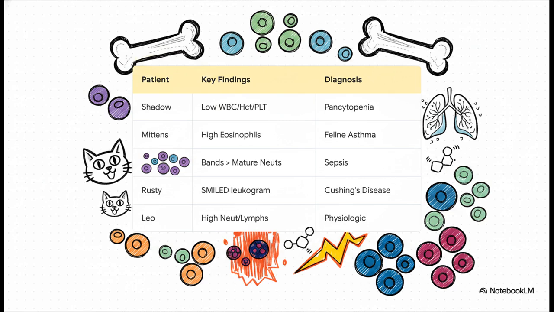Contrast that with Rusty, Case 9. He has high neutrophils and monocytes, but low lymphocytes and eosinophils. That is your textbook SMILD leukogram, driven by chronic cortisol from Cushing's disease. And Case 10, Leo, the hissing, angry cat. He's got high neutrophils and lymphocytes, just a classic physiological epinephrine response from being stressed out at the vet.